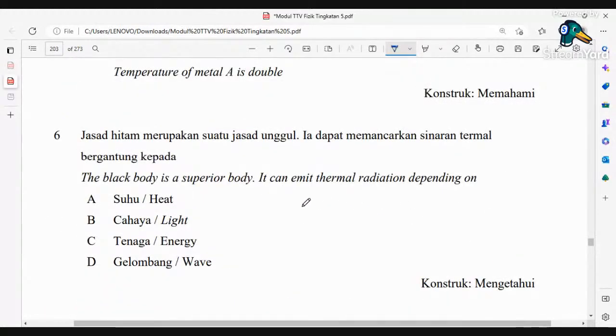Number 6, a black body is a superior body. It can emit thermal radiation depending on temperature. The color also depends on the temperature. The spectrum of colors emitted by the black body also depends on temperature.